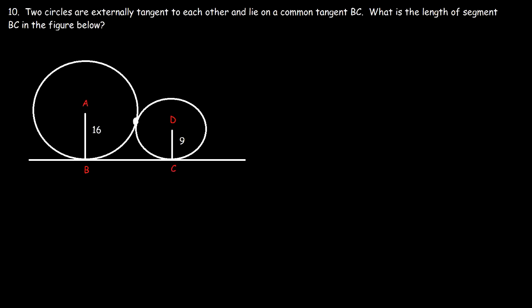Now, they lie on the same tangent line, BC. BC is a common tangent to both circles. It touches each circle at one point, and so it's tangent to both. So anytime you have two circles that lie on the same tangent line, then it's a common tangent. But they don't have to intersect at the same point.